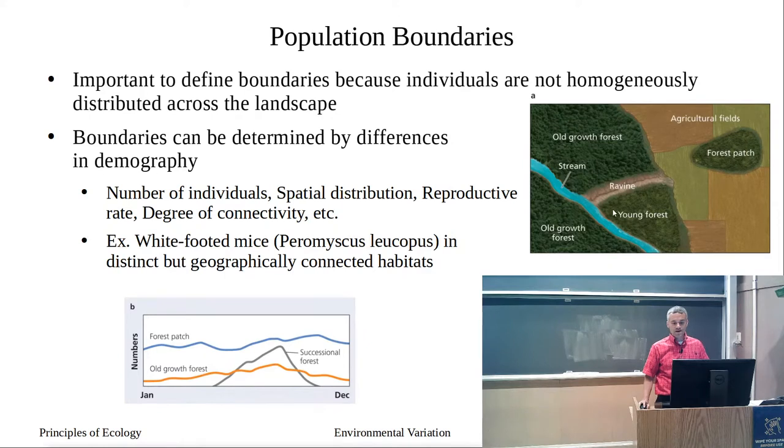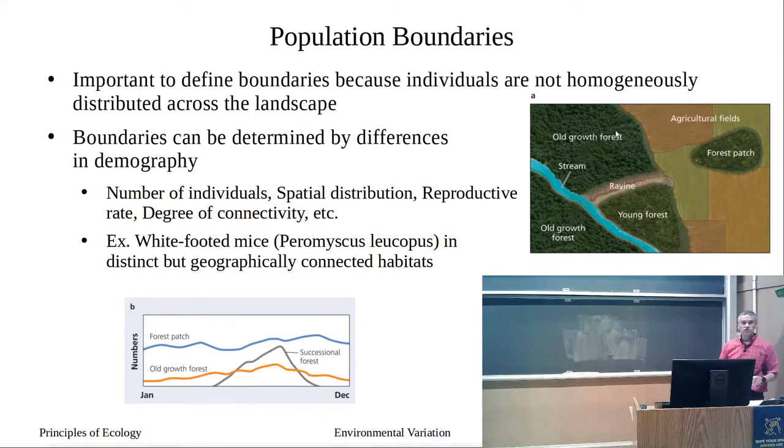That's separated from the old growth by a ravine on one side and by a river on another. We have agricultural fields, and then we have an isolated forest patch. So geographically, we have clear separations between these different forest habitats. And even within the forest habitats, we have some young growth forests and some old growth forests there. So we have natural geographic distinctions that could allow us to properly define populations.